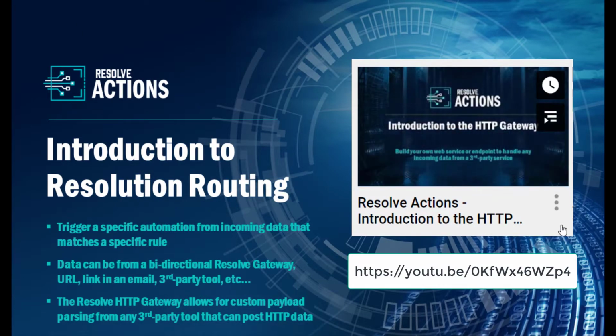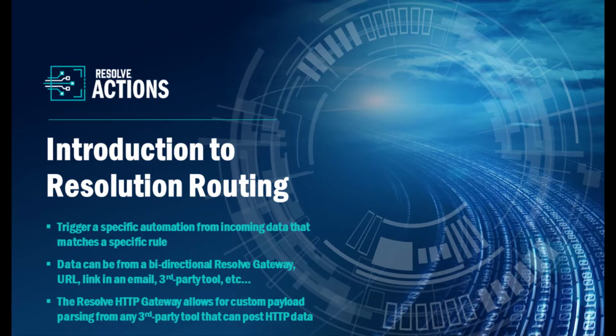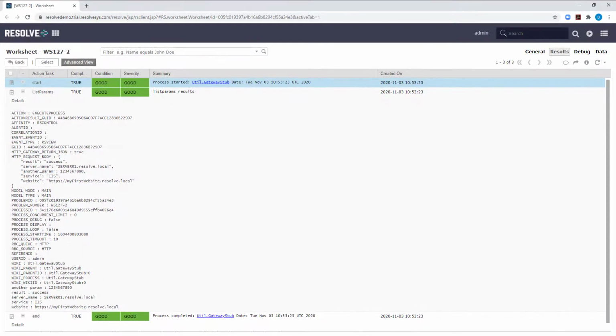Now let's take that same example that we used in the HTTP gateway video. There's a link below in the description, and we'll create something from scratch. Our scenario is that we have a custom monitoring application that is monitoring our Windows IIS websites. And if there's a problem with the website, then the custom application will post some event data into the Resolve HTTP gateway. Okay, let's flip over to the Resolve worksheet.